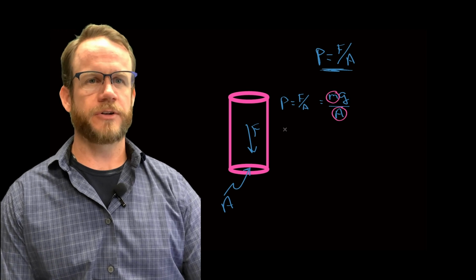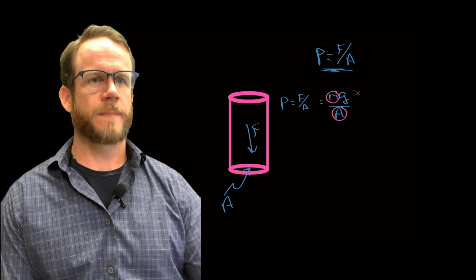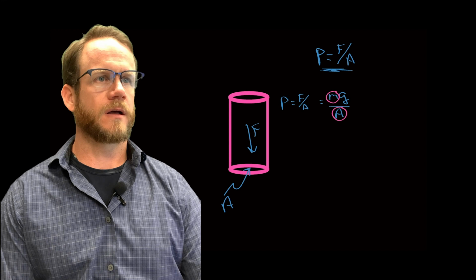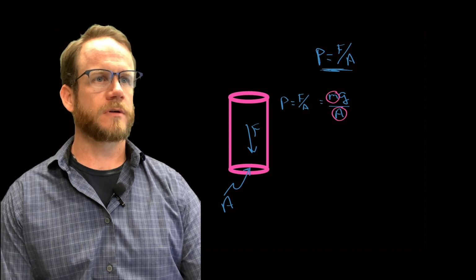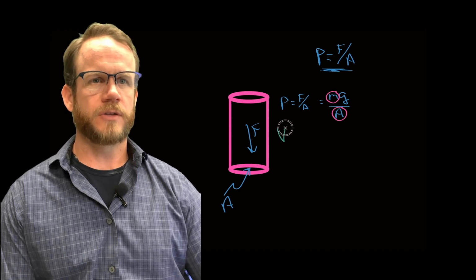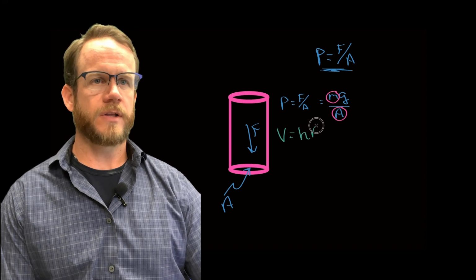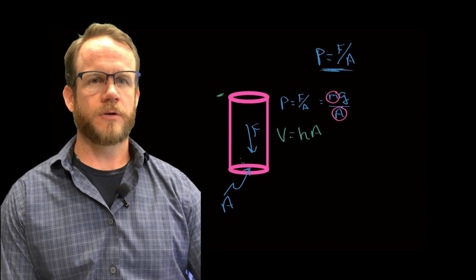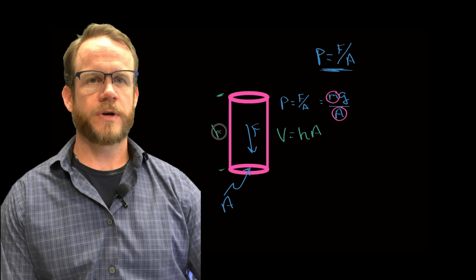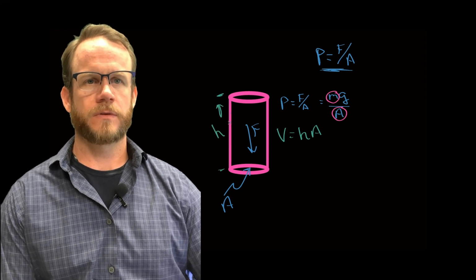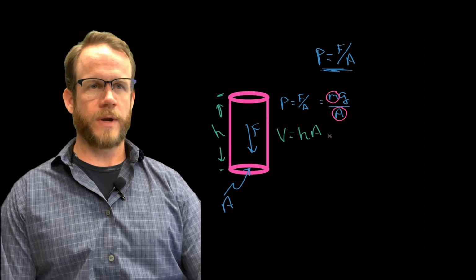So the first thing is the volume of a cylinder. We're going to say the volume of a cylinder is equal to its height times the area of the bottom. And that height just means from here to here. And again, this is arbitrary. That is our height, from there to there. Great, we have that.